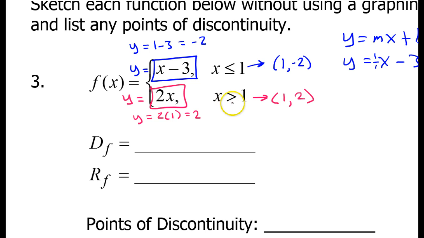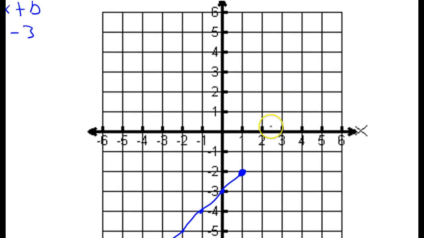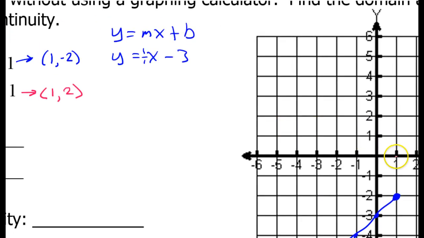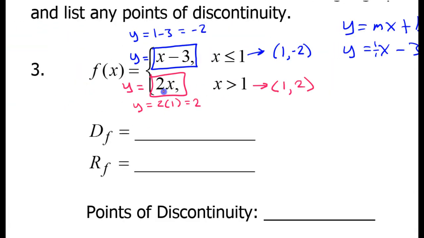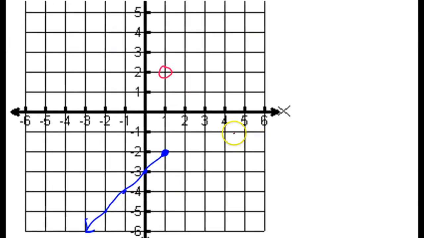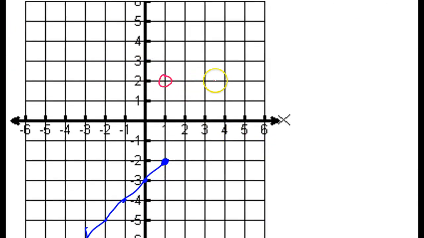This will be an open circle because we only want values that are greater than 1, not equal to 1. So this point is not to be included, but it still counts as the endpoint. We'll just make it an open circle to show that it's not included. So (1, 2), an open circle, please. This piece applies when x values are greater than 1. So you should be thinking to the right of 1. This was to the left, this is to the right. So this piece of the graph we will graph to the right.